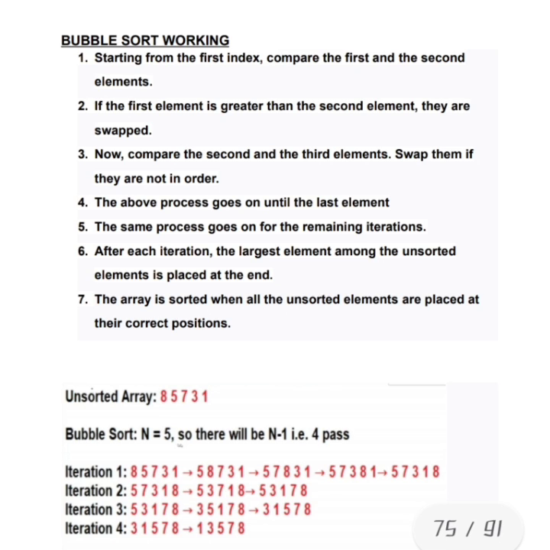After each iteration, the largest element among the unsorted elements is placed at the end. In the first iteration, 8 is placed at the end. In the second iteration, 7 and 8, the largest elements, are placed at the end. The same process goes on.